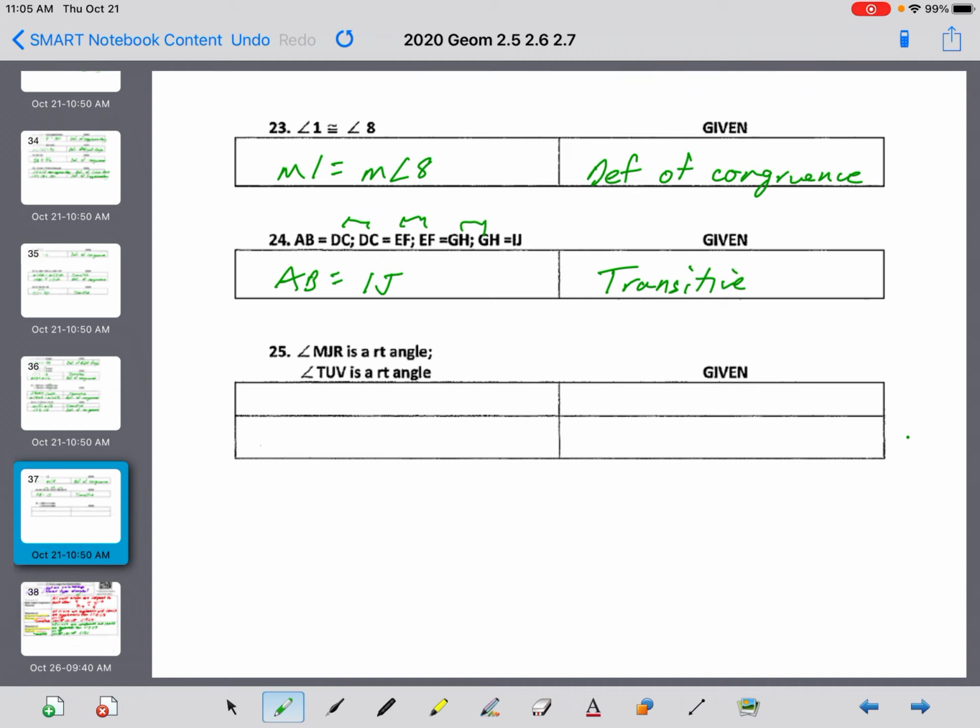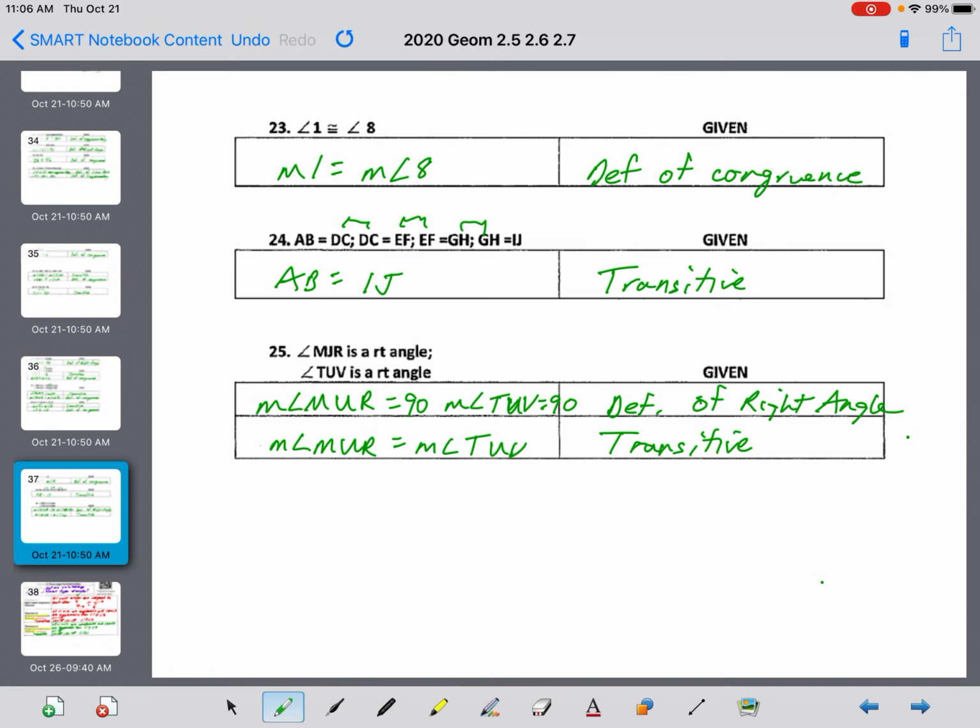All right, we had one like this earlier. If we know those are both right angles, then we know that their measures are both 90, definition of right angle. TUV equals 90, def of right angle. And then we know that they're congruent to each other by transitive. Since they're both equal to 90, they're equal to each other.